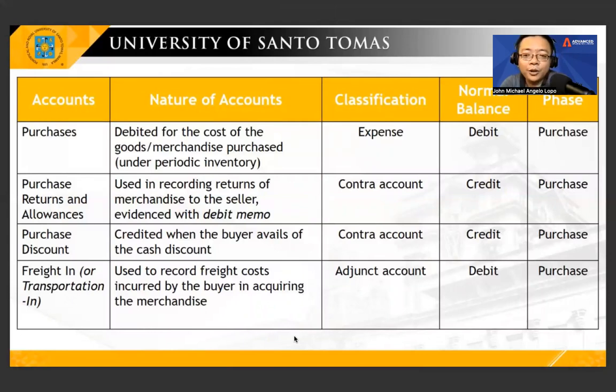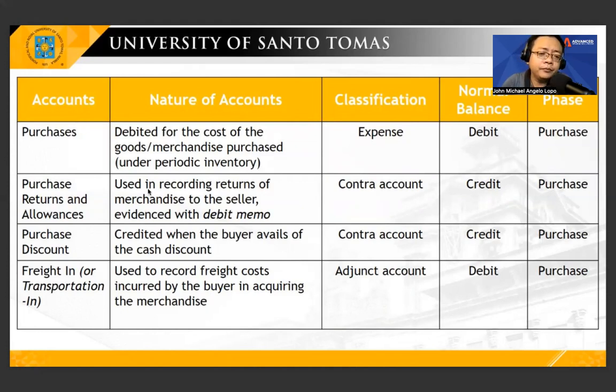So these are now the new accounts in your merchandising. Bagong-bago, no? In our service industry, wala tayong ganito. Purchase returns and allowances, you have purchase discount, and you have freight in or transportation in. So the nature of the accounts: purchase is debited when you purchase the materials or the inventory. But in the periodic inventory system, we will use purchase. In the perpetual inventory system, debited tayo sa ating perpetual inventory.